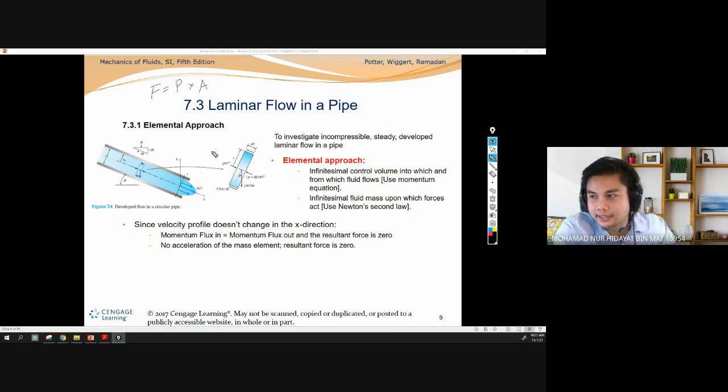I need you to focus 100%. So this is pressure and this is pi r squared. Pi r squared is the area of what? It's the area of a circle. So pressure times area will give the force. So this is the force, in this direction. While this as well is force number 2.